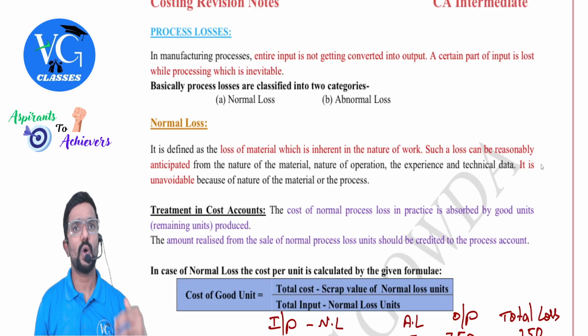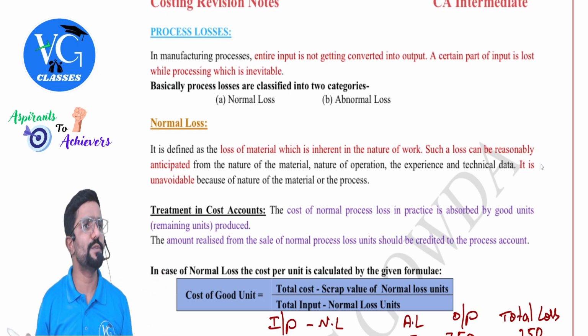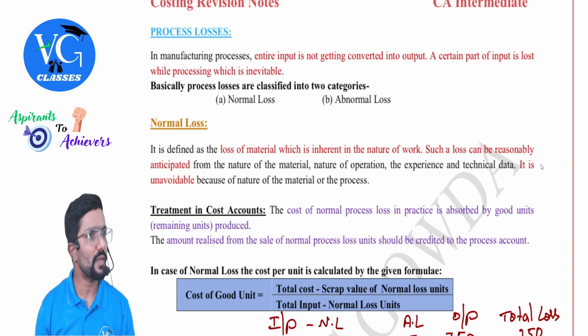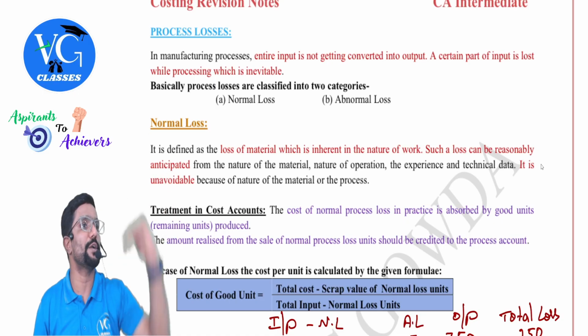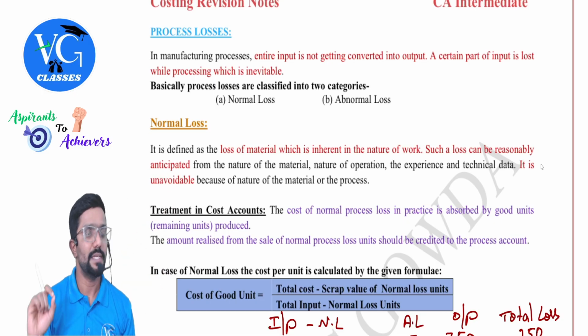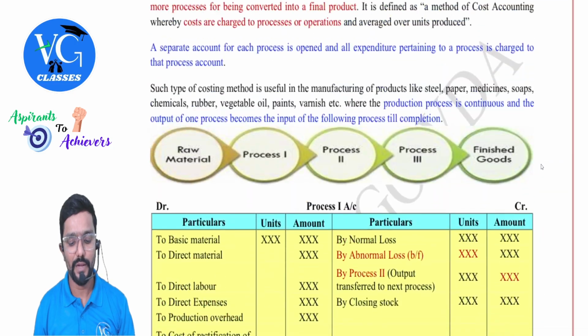Normal loss. And the cost of normal loss will always be absorbed by good units. Means the cost per good unit will go up automatically. Clear? Yes, sir. So simple. Let me tell you. I will show you.